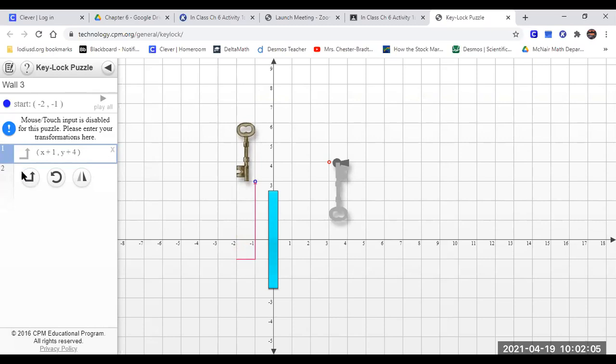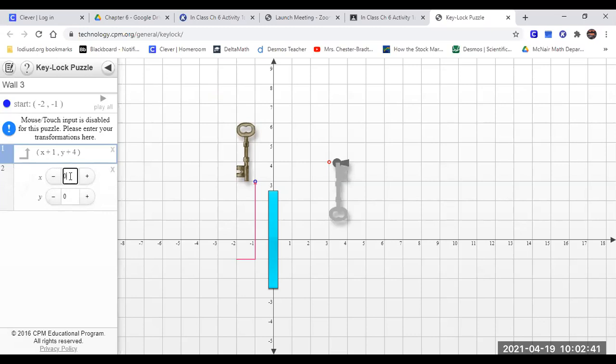What do we do now? I got to get the red dot over to the blue dot, and I have to make sure the key is facing the right direction. So what needs to happen? Okay, so we want to move over here. So how much are we moving it? We're going to slide it again. Tell me what the slide would be.